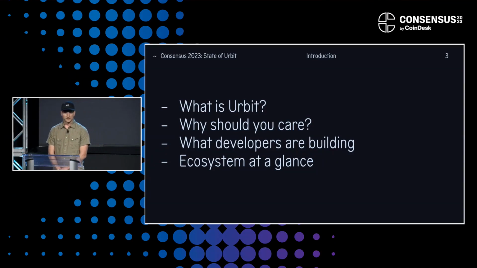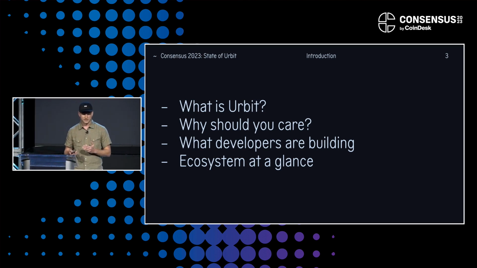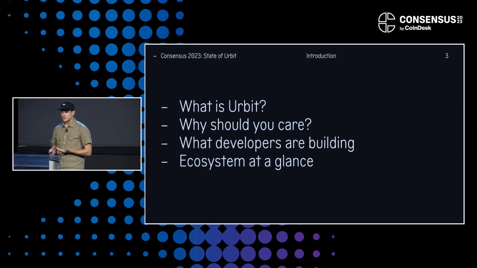Here's a little overview of what I'm going to be talking about, just to give you a high-level rundown. We'll talk about what it is, the perennial question, why you should care, and do a little bit of Urbit by example, show you what people are actually using it to build things with. It's a lot easier than digging through each technical detail. And then we'll give a little glance at the ecosystem.